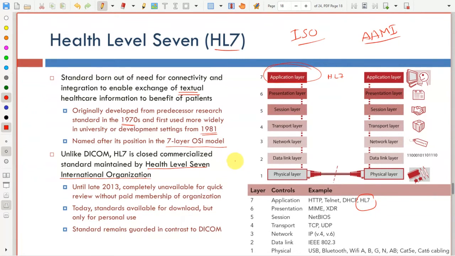DICOM standard is very different because it's free. It's an open source standard that was developed by the whole community. So it's available for everyone to download and use, okay?